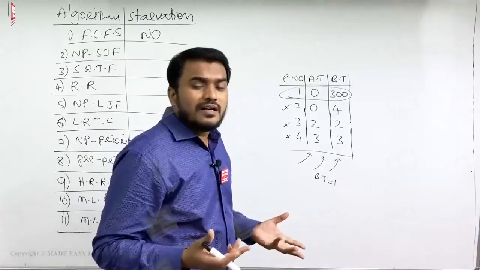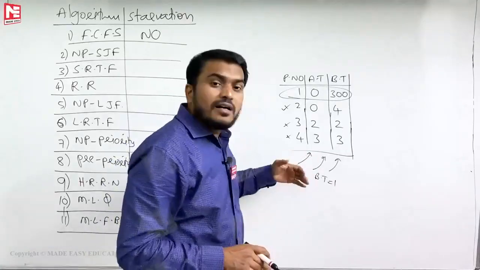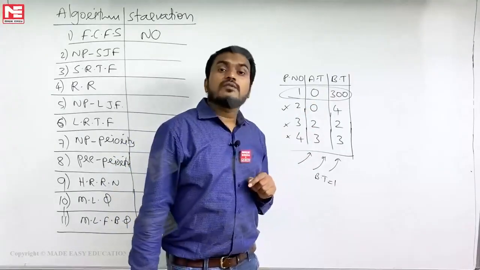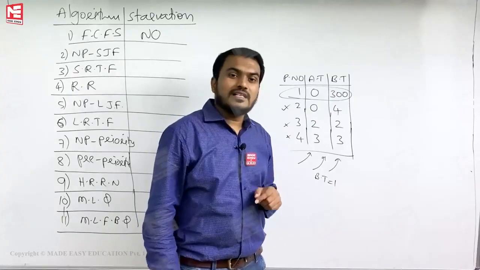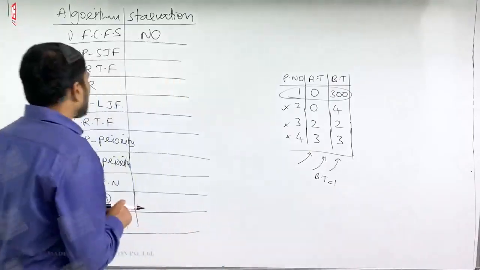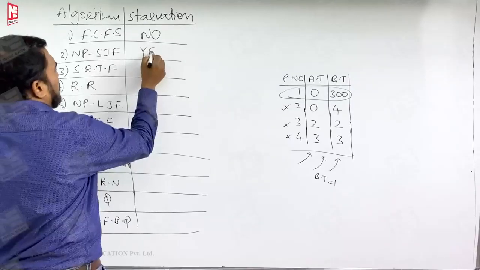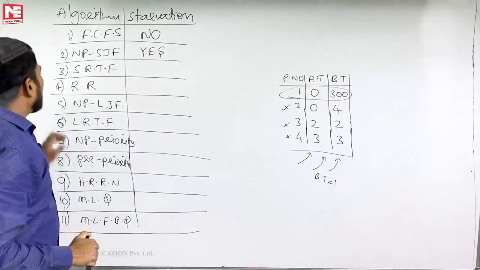It will not get a chance. Is that clear? Because if new smaller processes keep on coming, this will definitely go into indefinite waiting. Is that clear? So starvation is possible, right? So that is yes.